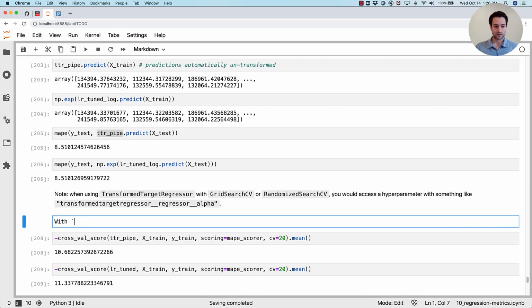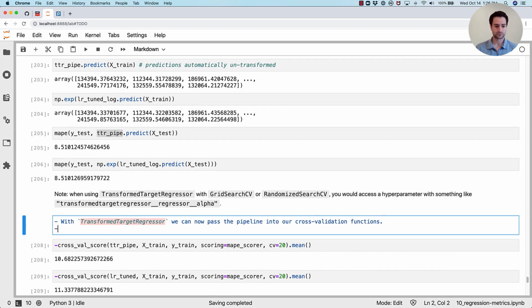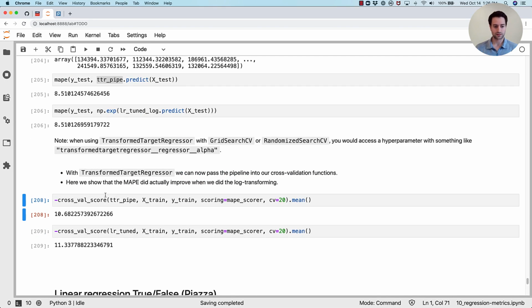With transform. Okay, that's actually satisfying.